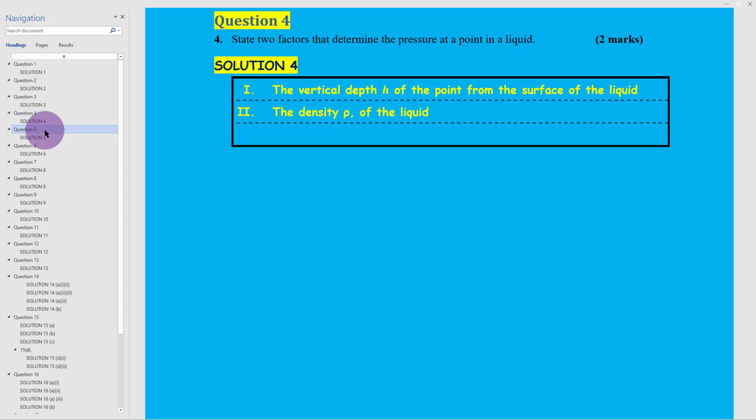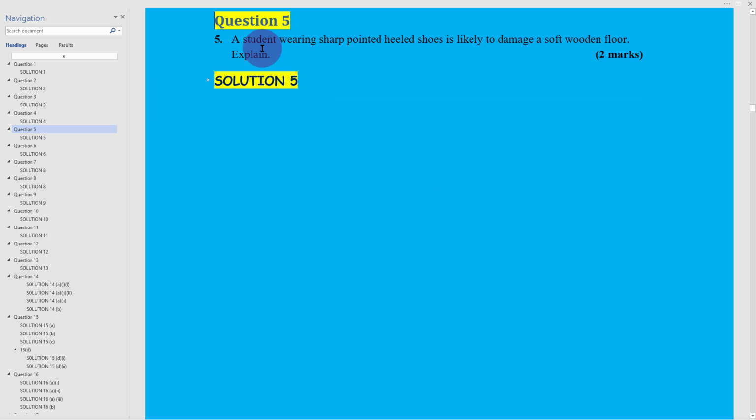Let's look at question 5. In question 5, we are given that a student wearing sharp pointed heeled shoes is likely to damage a soft wooden floor. We are required to explain this observation. Now, why does that happen? You have to remember that sharp pointed heeled shoes have got a very small area of contact. So the weight of the student will produce a very high pressure, and this pressure is the one which is going to penetrate the soft wooden floor and therefore produce some damage on it.